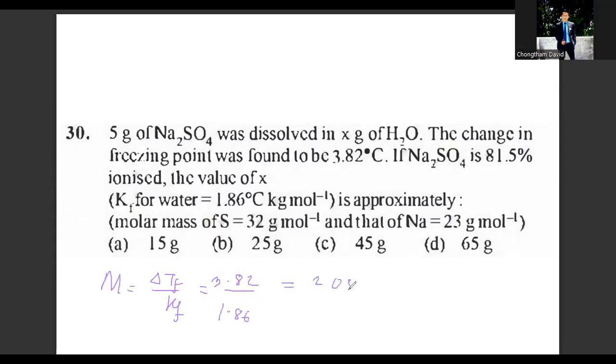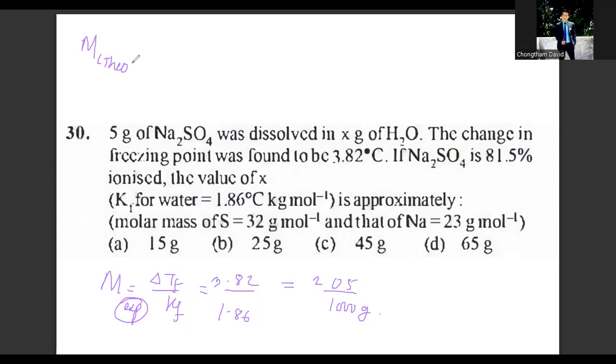After calculation, you have this value 2.05 in 1000 gram of the solvent. So this is the experimental part. I shall write here experimental molarity. And since I don't have space, I write on the top the molarity which is theoretical.